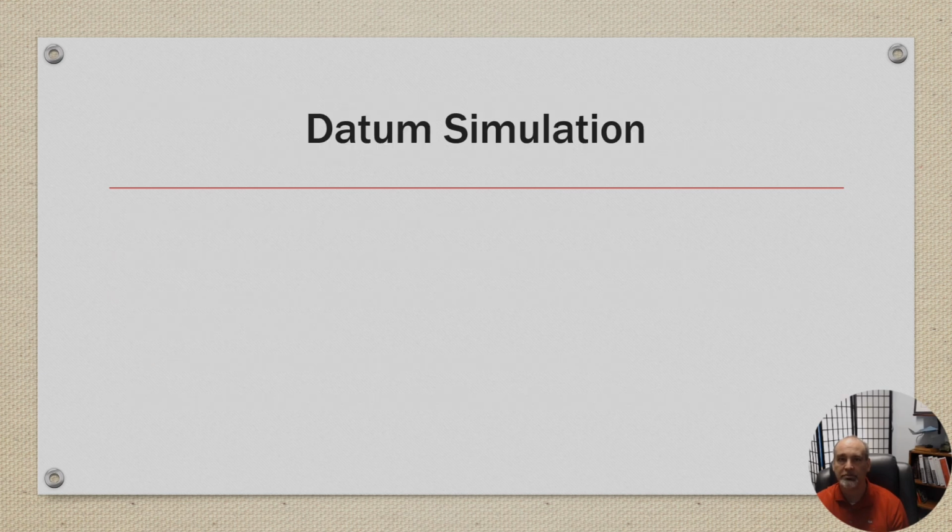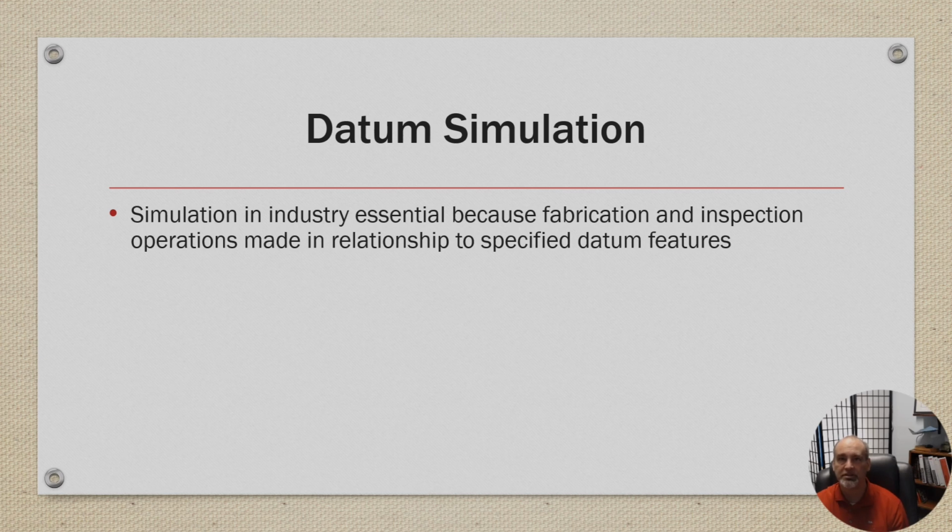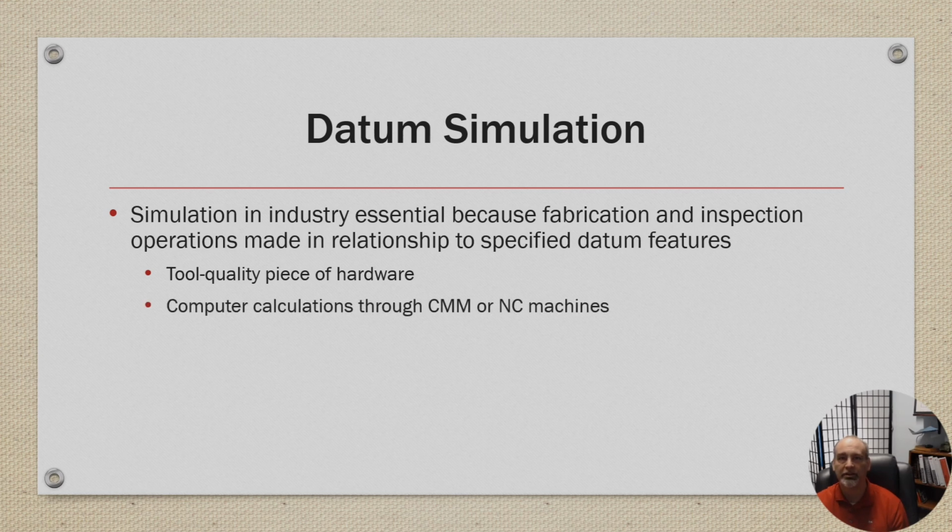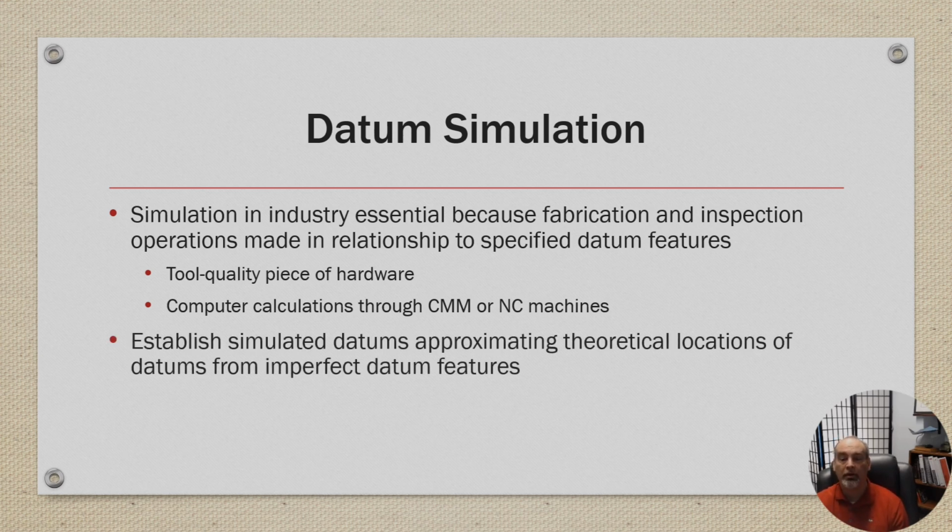Datum simulation. Simulation in industry is essential because fabrication and inspection operations made in relationship to specified datum features may affect the tool quality, piece of hardware, and computer calculations through CMM or NC machines. NC machines, I mean CNC machines, but there's a subtle difference. Establish simulated datums by approximating the theoretical location of the datum from imperfect datum features.